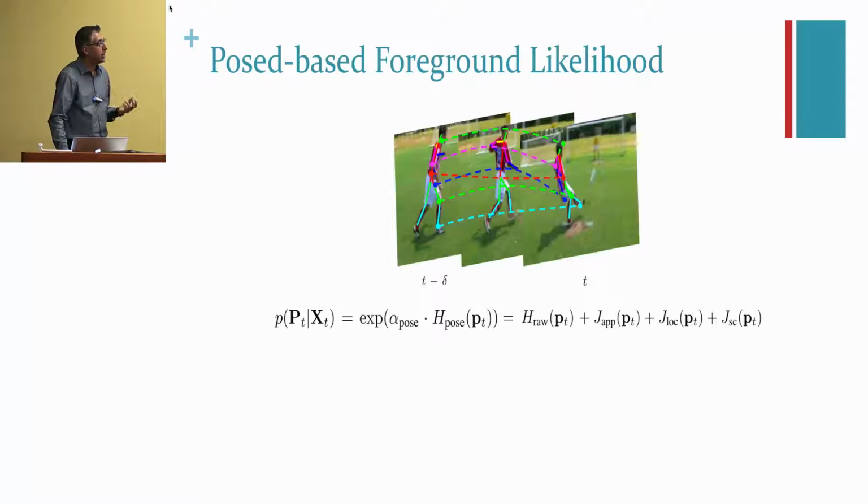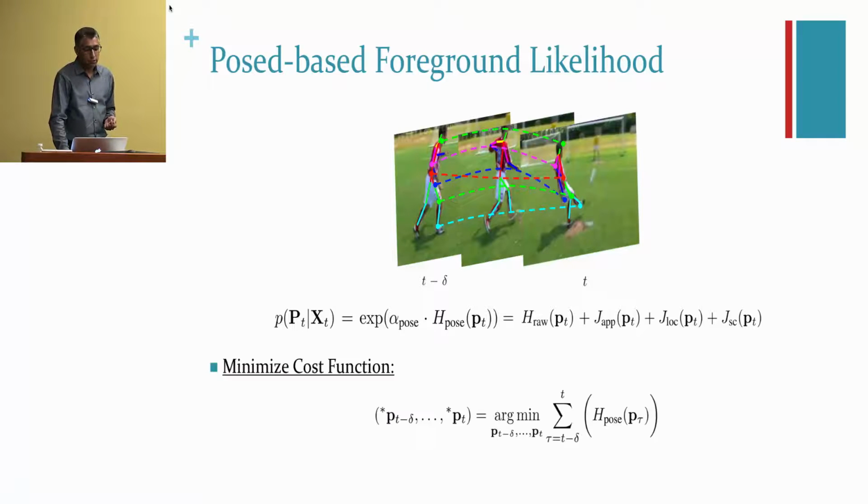For that, we define this cost function, which involves the raw score given by the underlying pose estimator, and a new smoothness cost, which is based on appearance of joints, location of joints, as well as the scale of the pose. Combined, we try to minimize this cost function to get new poses in an iterative manner, such as shown over here, given by P star.